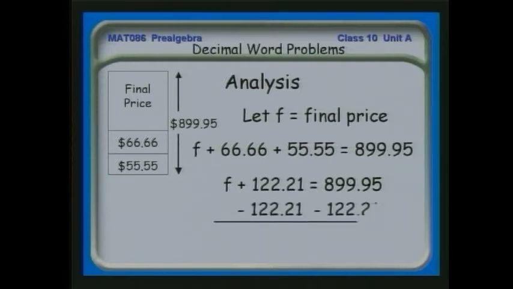In this case, I want to subtract $122.21, the sum of both rebates, from both sides of the equation. When I do that, I find that the final price is $777.74. So that's what that system I'm going to buy will ultimately cost me if I get that mail-in rebate back. It's always a big if.